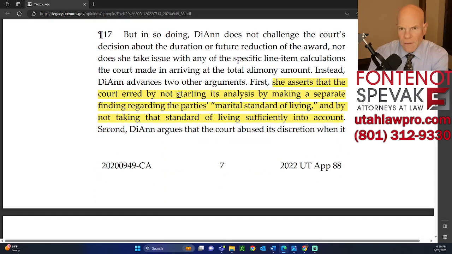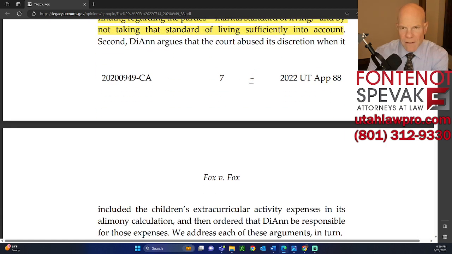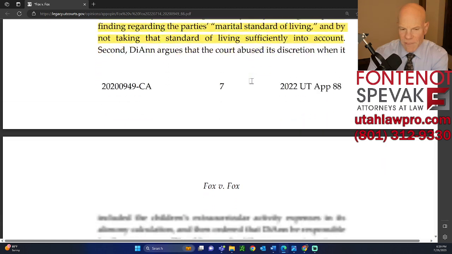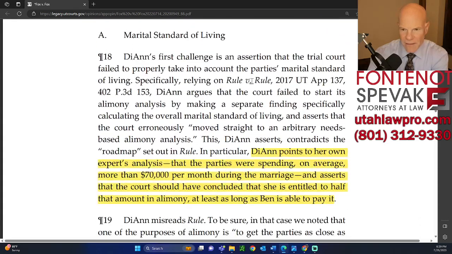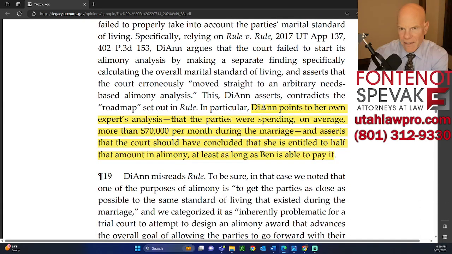So her point of appeal here was that the court erred by not starting its analysis by making a separate finding regarding the parties' marital standard of living and by not taking that standard of living sufficiently into account. She was arguing that the standard of living was much higher than just that $32,000, that it was something like $70,000. Yeah, here it is.